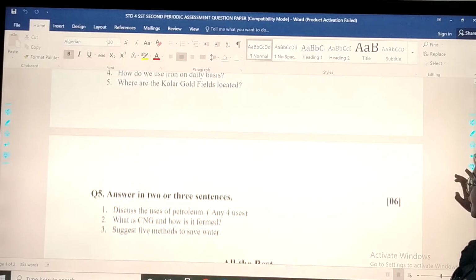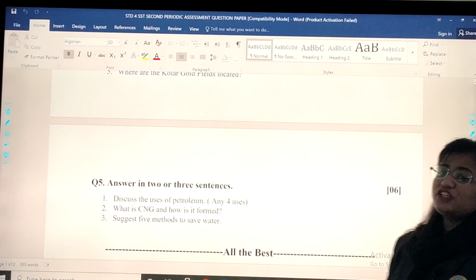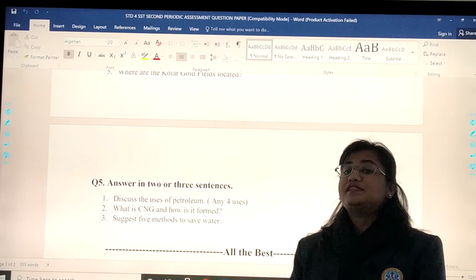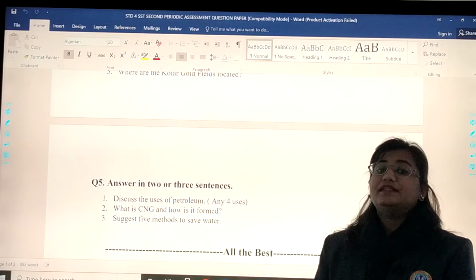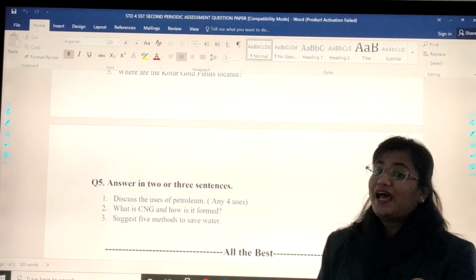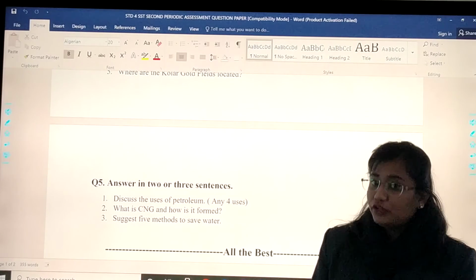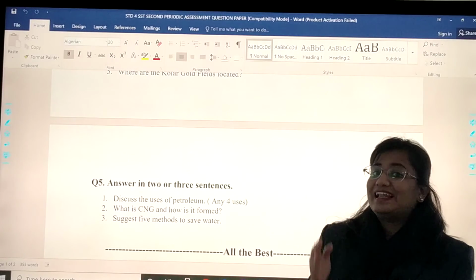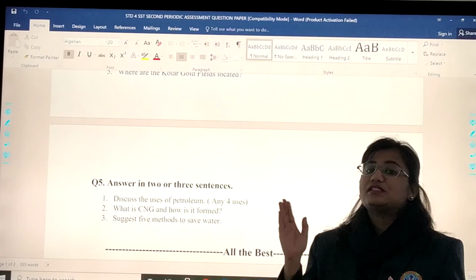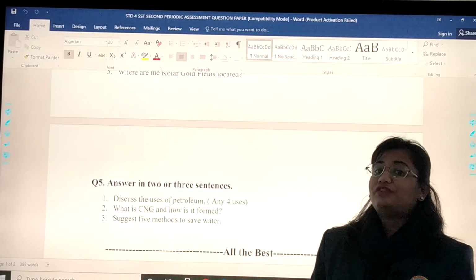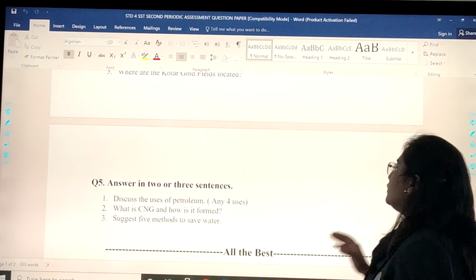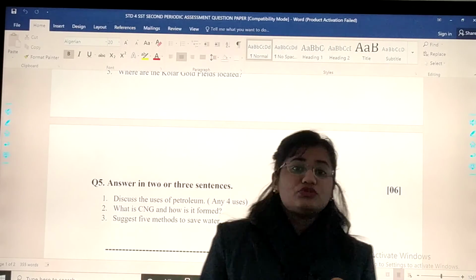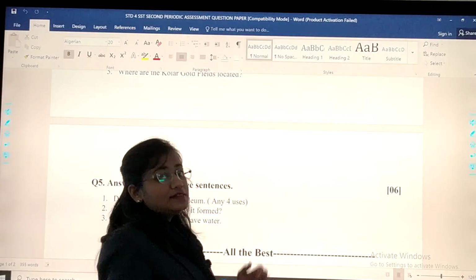Last but not the least, dear children, question number 5. Answer in 2 or 3 sentences. Dear children, these are our long answers, so you need to be very careful about what you are writing and what is the exact length of your answer. It must not exceed 4 to 5 lines, okay? Here each question carries 2 marks. So our total for question number 5 is 6 marks.